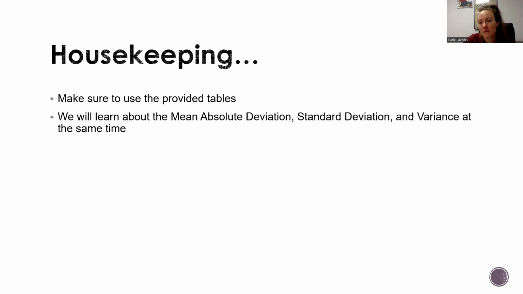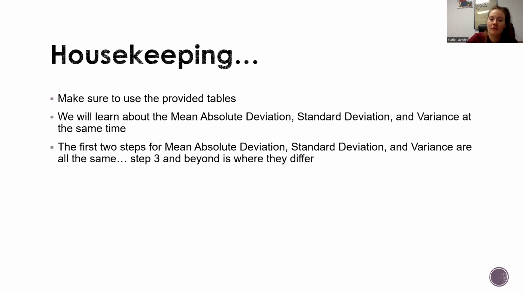So we're going to learn about the 3 next measures of variability together, that is mean absolute deviation, standard deviation, and variance, because the process is very similar up to a certain part for each of these. So we're going to problem solve a little bit. The first 2 steps for mean absolute deviation, standard deviation, and variance are all the same. Step 3 and beyond is where they differ.